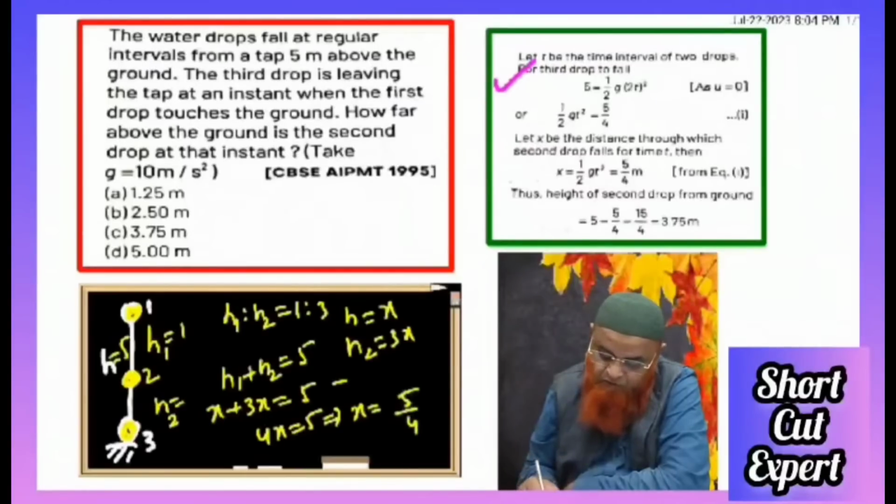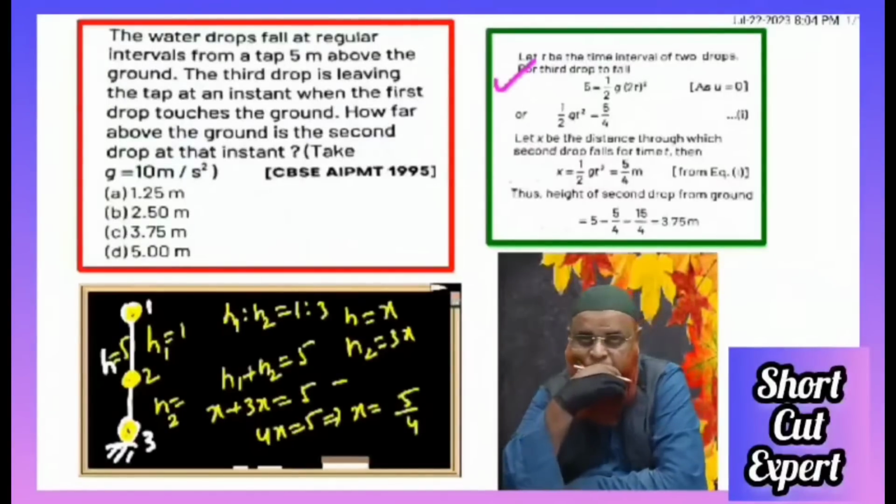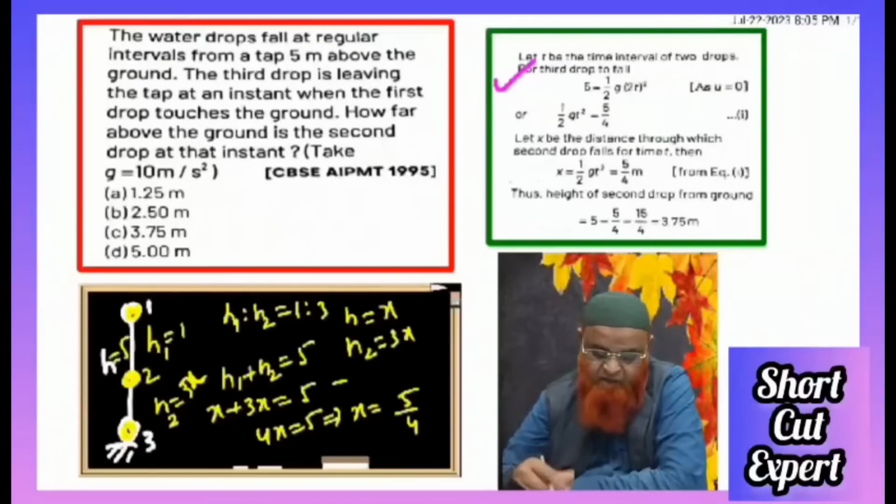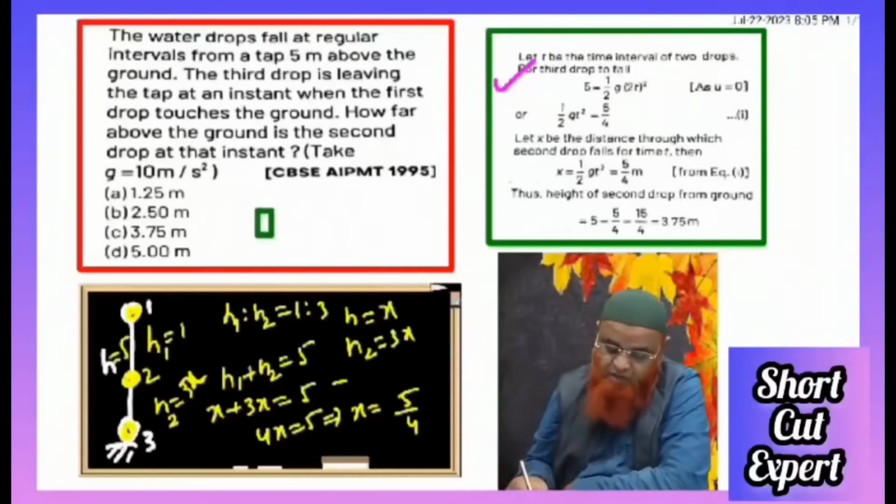X is going to be how much? 5 by 4. So we got x as 5 by 4. And our aim is to find out what is h2. And you all know h2 is nothing but 3x here. So we got x as 5 by 4 and h2 is nothing but 3x. Now let me solve the problem here.